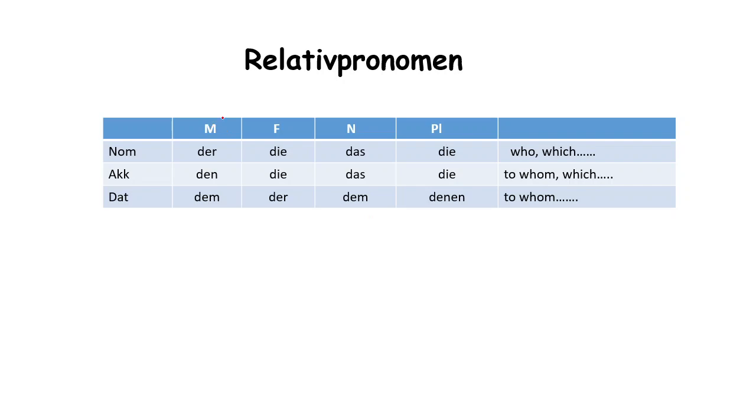This is the table that we use for relative pronouns. It is the same as the article, but the difference is in the forms: in the article we have a t, and here a d. Who, which, to whom, which, to whom. Let's see with an example.